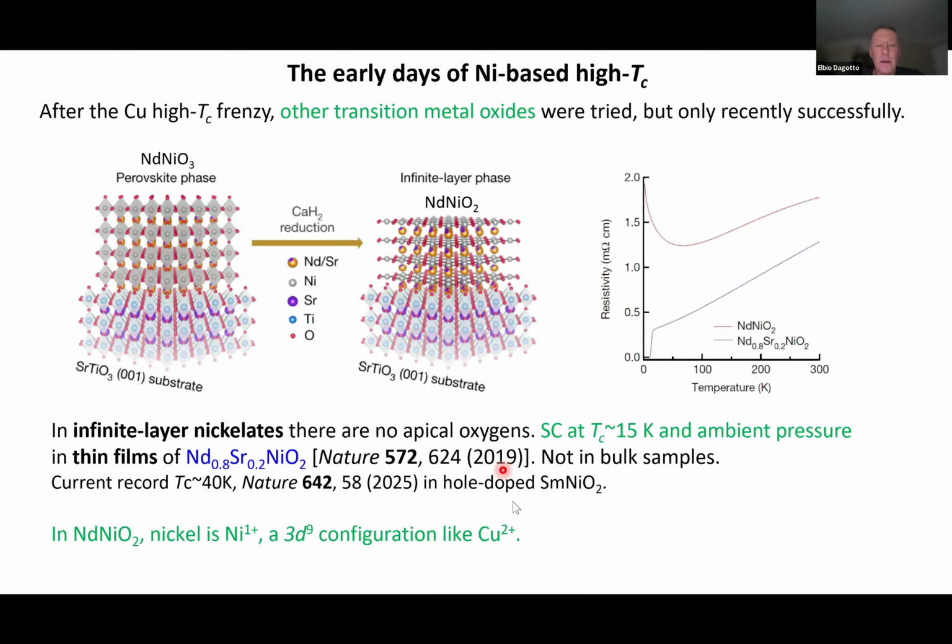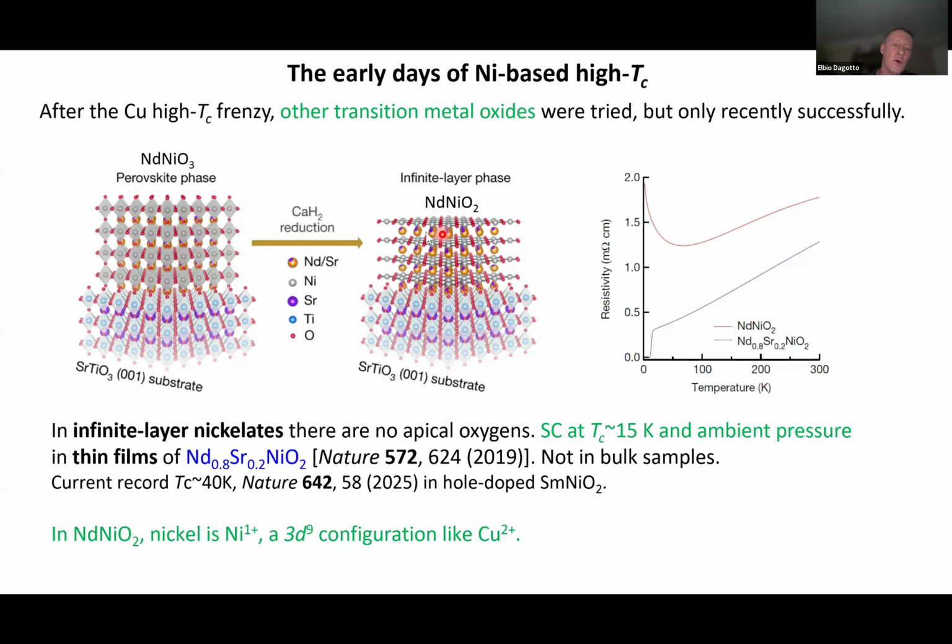The story is that on top of one of the canonical substrates, like STO, you can grow a perovskite phase of neodymium nickel oxygen 3. This is the canonical perovskite. Nickel is in gray. The oxygens are 6 oxygens surrounding the nickel in red. And then, doing some of the magic that the chemists know how to do, you do an oxygen reduction. The O3 becomes O2, the apical oxygens are gone, and then you end up in the infinite layer phase. It is very difficult to grow this without going through the step of O3.